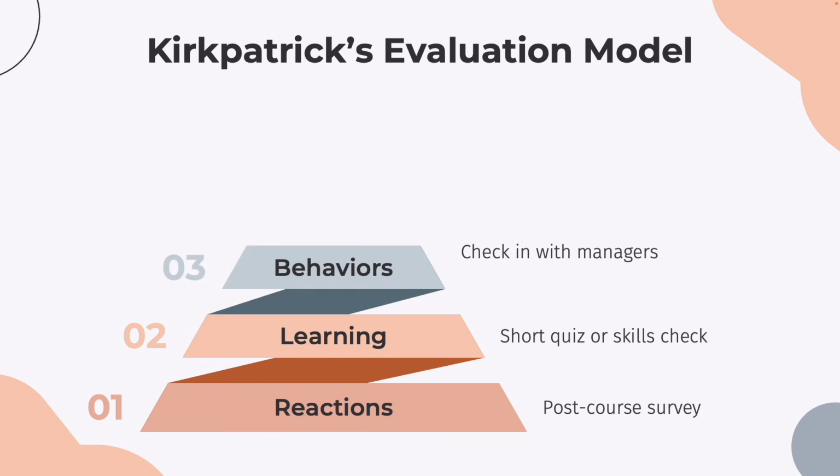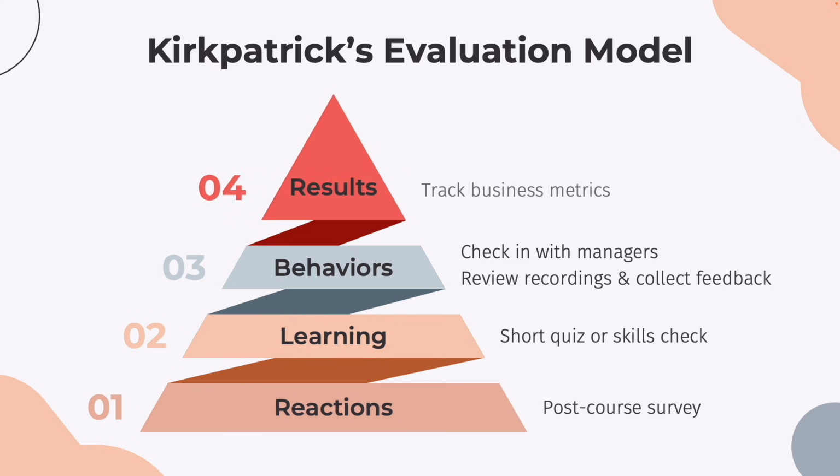Level 3, behavior. A few weeks later, you check in with managers. Are the agents actually using the new techniques in real customer interactions? You might also want to review call recordings or gather peer feedback. Level 4, results. Over time, you track metrics like customer satisfaction scores, complaint resolution times, or repeat call rates. If those improve, you know your training had a real business impact.